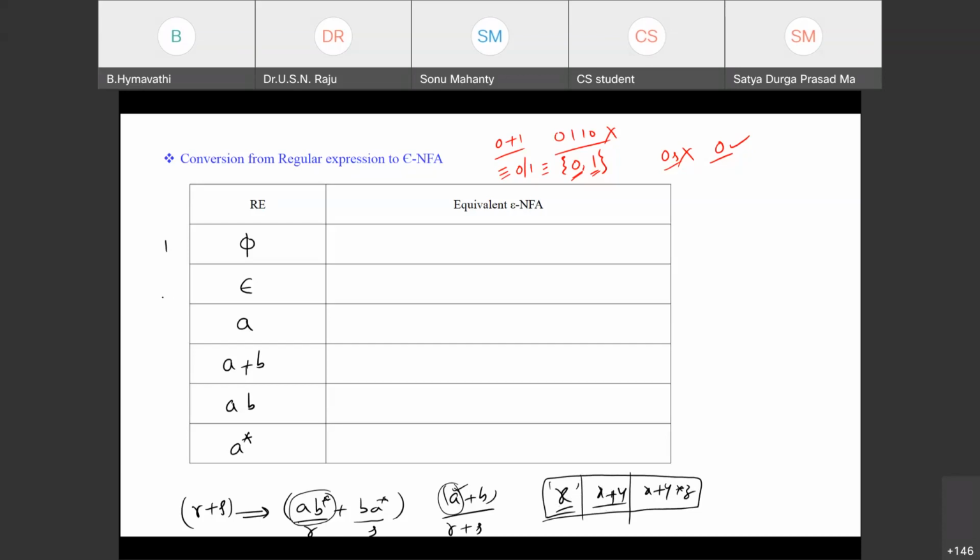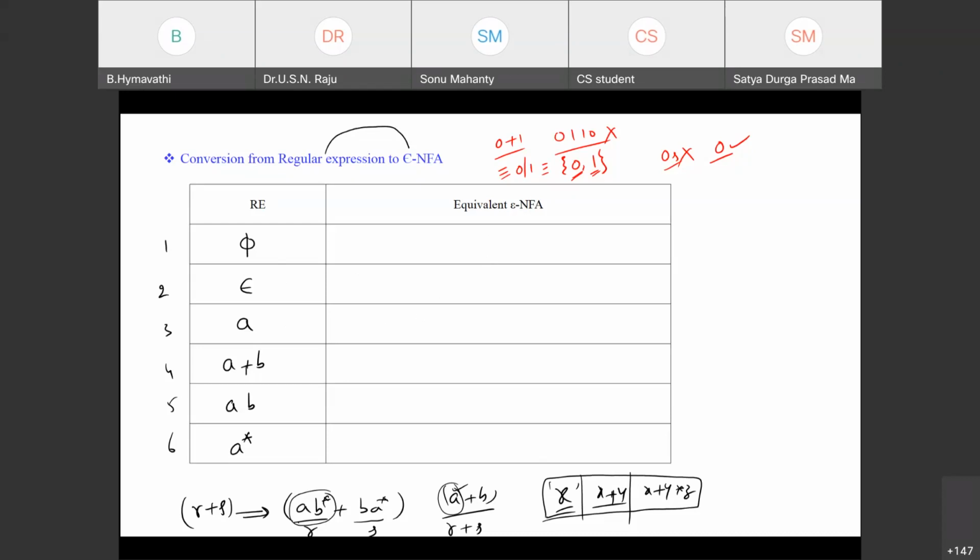Okay. Now you have some standard diagrams for all of this. If you are comfortable with those diagrams, then whenever you are converting a regular expression to epsilon NFA, we just keep those diagrams in place of the given partial regular expressions. Now first we'll see A. Can you tell me what is going to be the NFA for this?